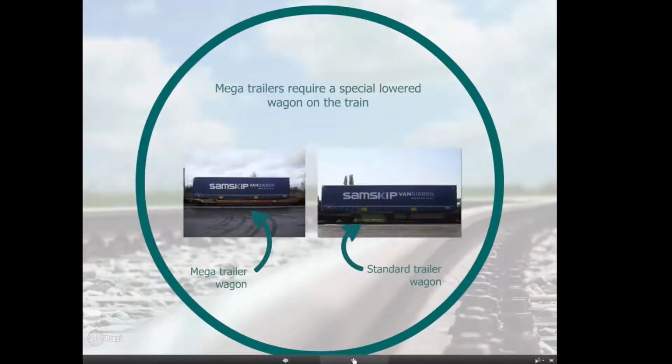Because a Mega trailer is higher, we need a solution for rail transport. We are not able to use a standard wagon to transport a Mega trailer. External height would be too high. Therefore, a special wagon is designed. The pockets of these wagons are lowered.